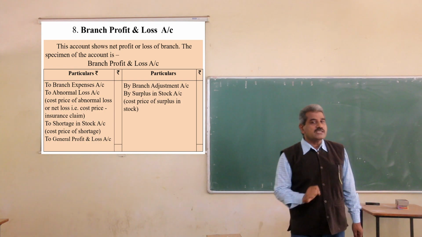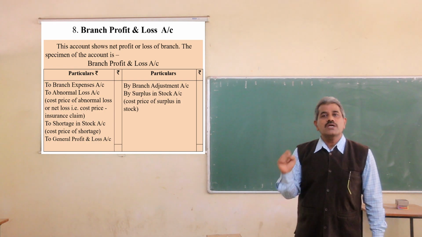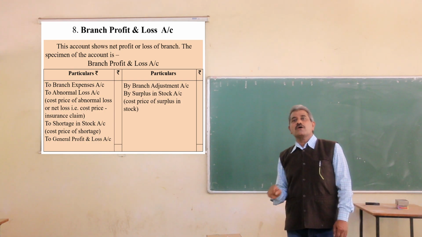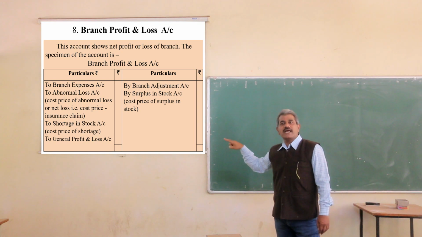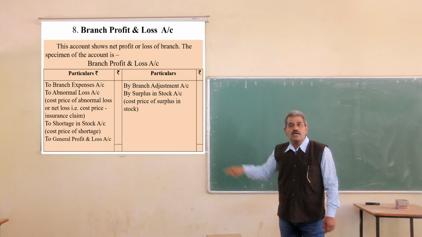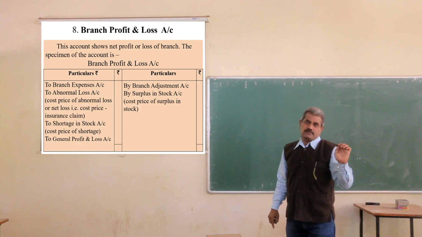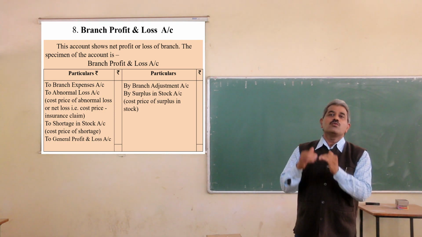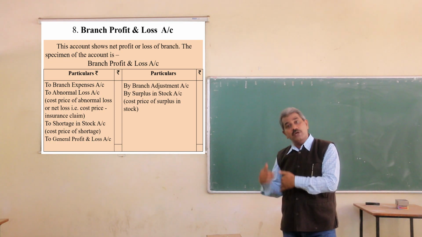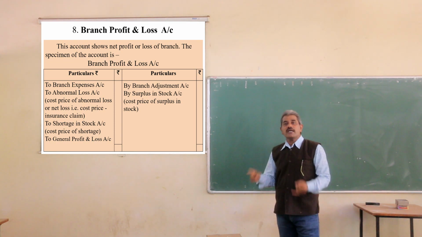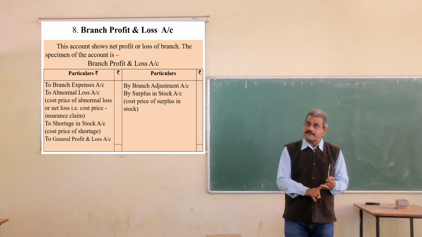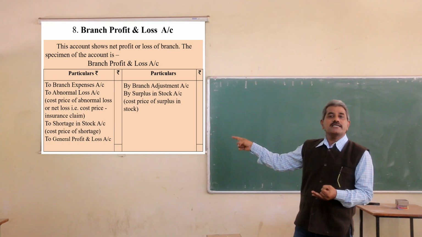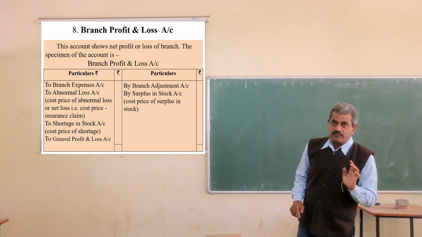Take into consideration that you have to record abnormal loss as well as shortage in stock at cost price. At cost price, not at invoice price, because we have already cancelled the loading. So you have to record abnormal loss as well as shortage in stock at cost price.